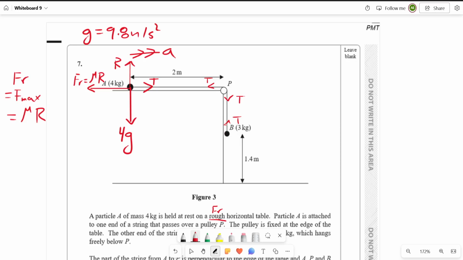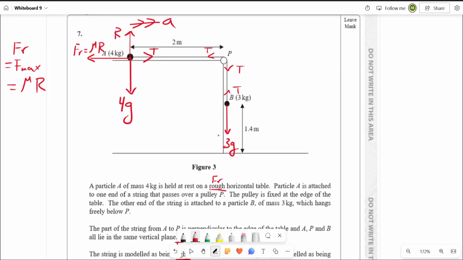Let's do the same for B. We already did the tension. B is going to have just one more force, the weight acting down, and it is going to have a value of 3G. Anything else on B? No. This is what I like to always start with. Okay, G is accelerating downwards.